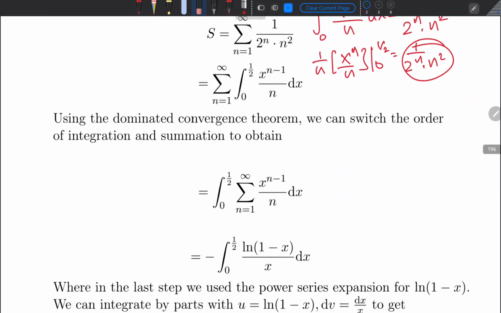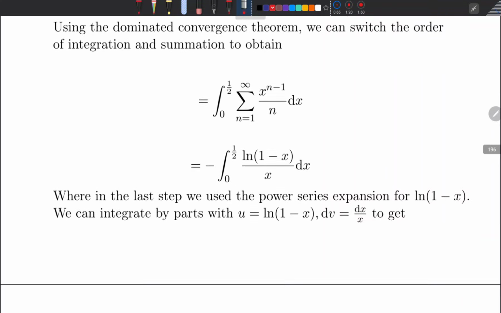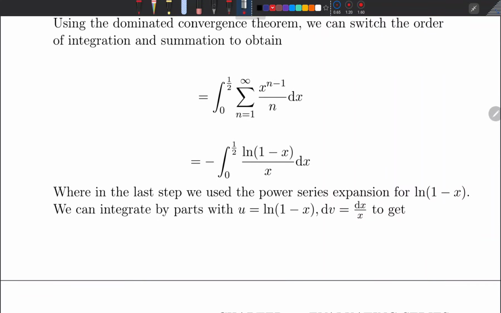Let's see how this integral made our life easier. Using the dominated convergence theorem, we can switch the order of integration and summation to obtain... yeah, sure, we can just switch it up. And from here, what we can observe is... wait a second, we have this sum, x to the n minus 1 over n, as natural logarithm of 1 minus x over x. So basically, I think, okay, it's minus as well.